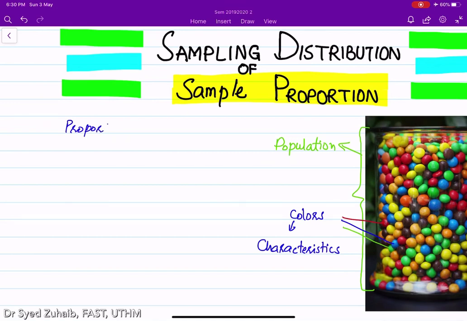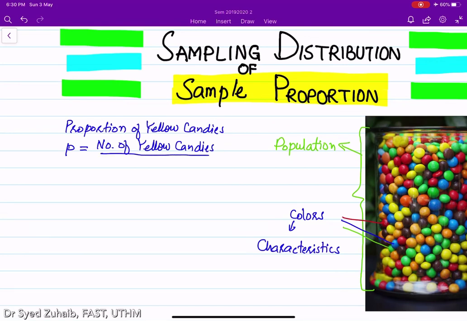Like, for example, if we look at the proportion of yellow candies in that jar, it is represented as p, small p, and it is calculated as number of yellow candies in the population divided by total population, or in this particular case, the total number of candies in the jar.